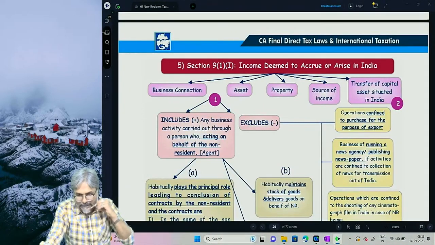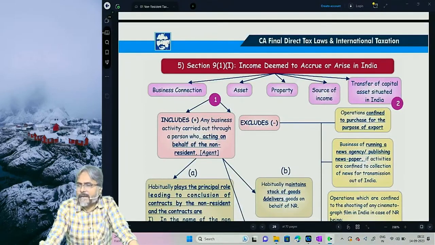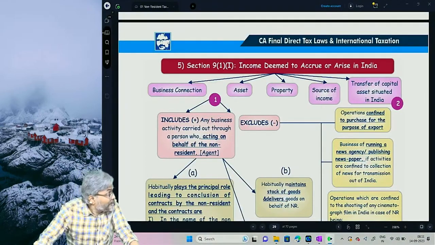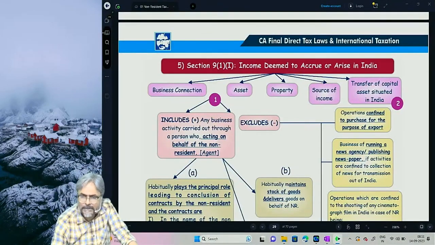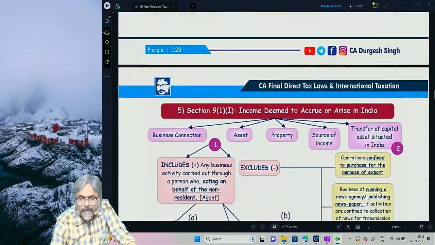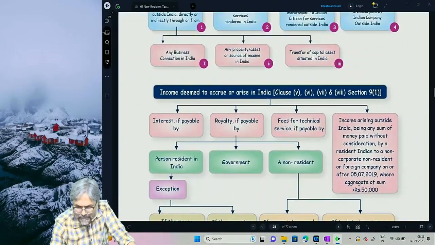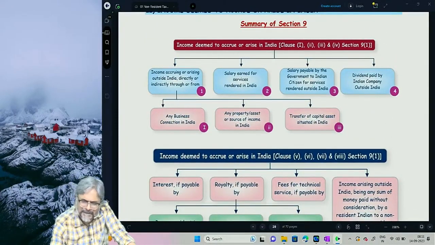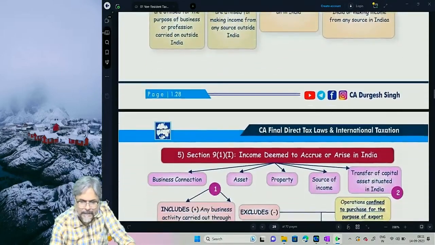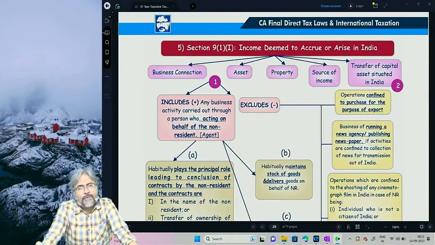Students, in this particular context, income deemed to accrue or arise in India. This is page number 1.29. Before that also it is given. All the summary has been given to you. I'll run through the summary at the end. Right now I'm not interested in the summary. Okay, so income deemed to accrue or arise in India.